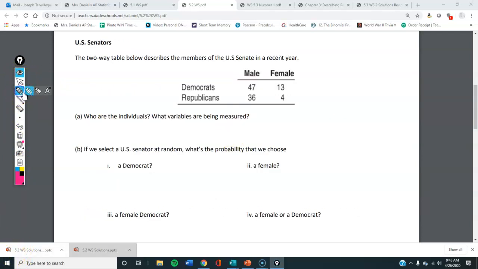Jump cut. All right. So we're looking at a 2-way table, males and females, Democrats, Republicans who are in the U.S. Senate in the most recent year. I don't know what year that is. Just stats is stats. So who are the individuals? Pause it. Try it. The individuals are the senators, right? And what are we measuring? Well, who's Dem and who's the Reps? We're also measuring males and females, right?